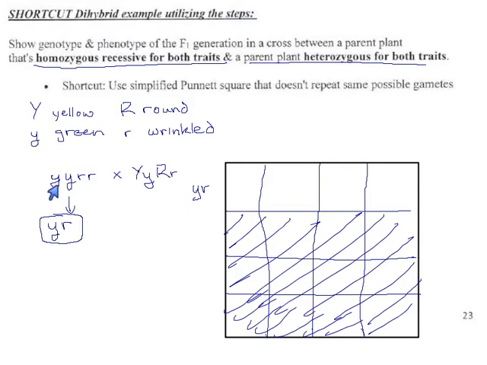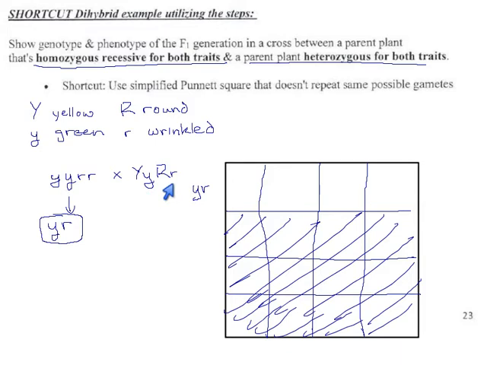The other way to see that is if I did FOIL on this thing, my first would be little y, little r. My outside would be the same. My inside would be little y, little r. And my last would be little y, little r. So that's the exhaustive way of showing that there's only one possible sperm cell or egg or pollen or spore that can come out of this plant.